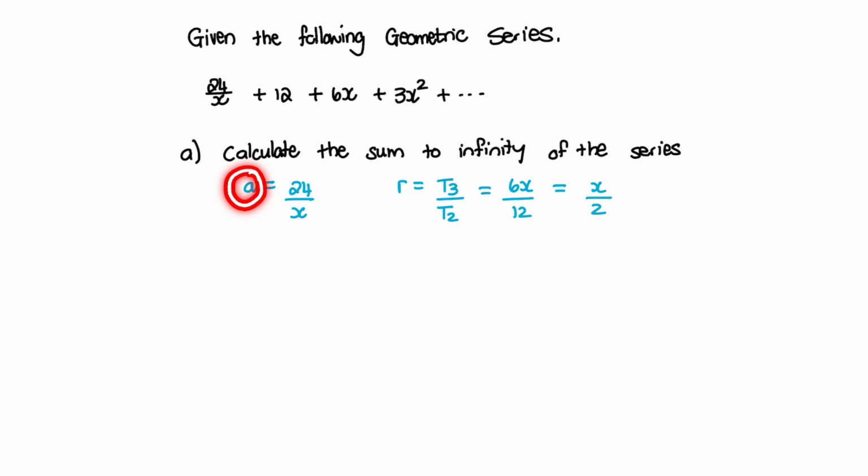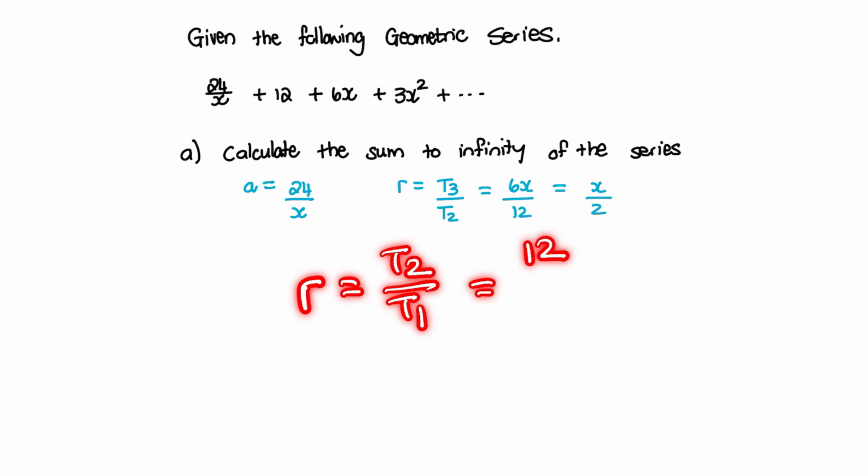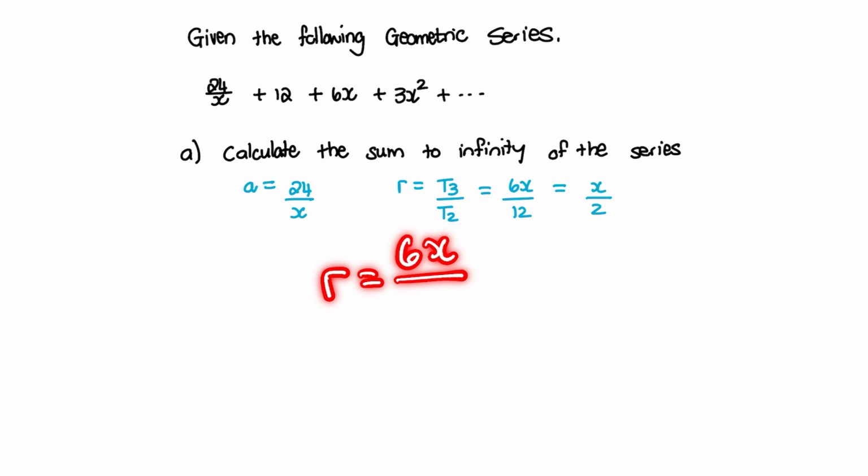So a represents the first term in our series, so that is 24 over x, and r is term 3 divided by term 2. Now you can also find r by saying term 2 divided by term 1. But if I do that, I have 12 divided by 24 over x, and some people are not comfortable working with this type of expression. So what I recommend is use the terms that look kind of linear. So you can say r is equal to 6x over 12, and that is easy to simplify to x over 2. So we have our a and we have our r.